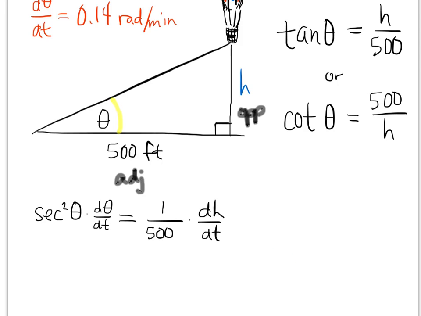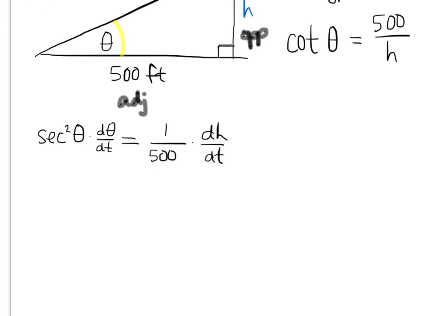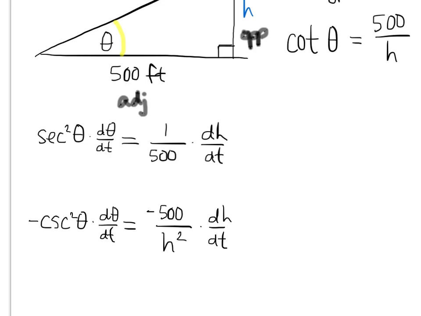Now take a look at what happens if we took the derivative of cotangent. So you get the derivative of cotangent is a lot like tangent, except it's negative, and you get cosecant squared theta times d theta dt. Now that's actually not any more difficult than what we did before, so let's take a look at what happens on the right side. How do you take the derivative of 500 over h? Again, instead of using quotient rule here, think about how that h is in the denominator, and if you remember the derivative of 1 over x, this is very similar. You'll get negative 500 over h squared, and then don't forget to multiply by dh dt.